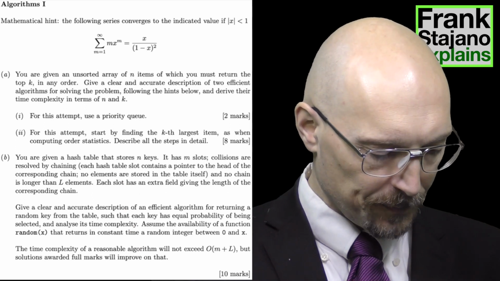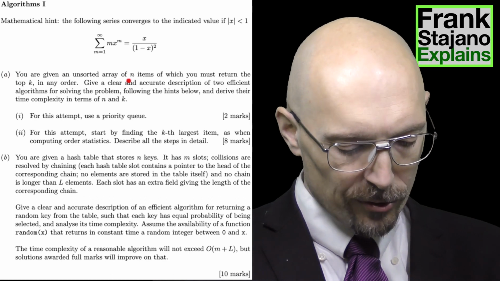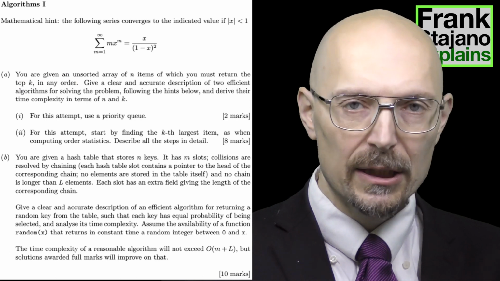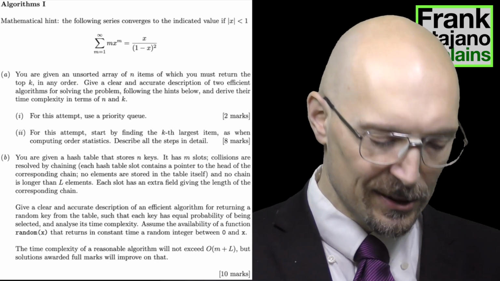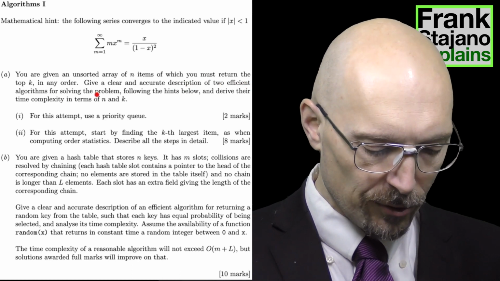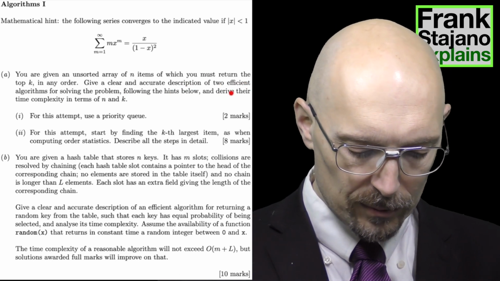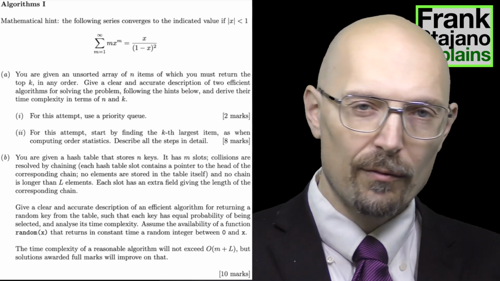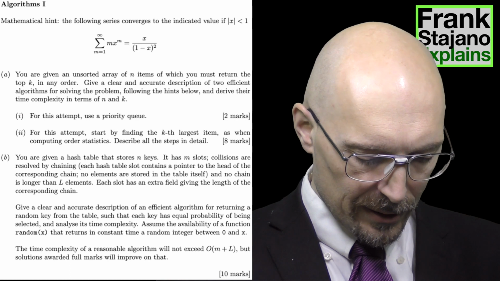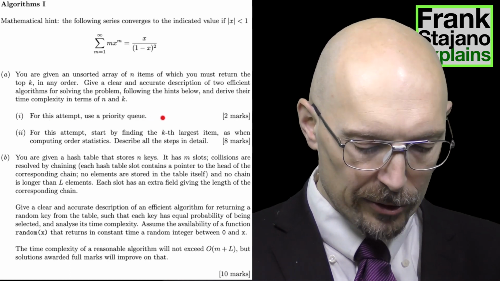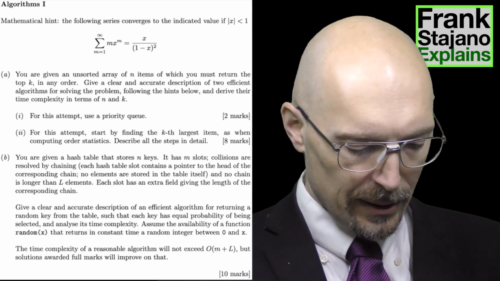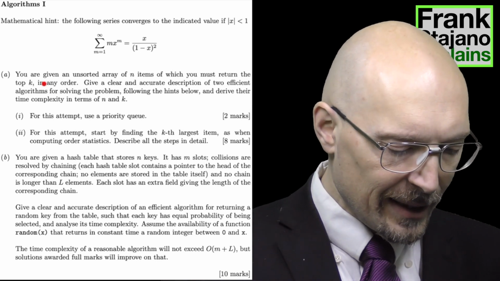We'll find out. Part A: you're given an unsorted array of n items, of which you must return the top k in any order. Already smells familiar. Give a clear and accurate description of 2 efficient algorithms for solving the problem, following the hints below, and derive their time complexity in terms of n and k. First hint is, for this attempt, use a priority queue. And this is what I was already thinking about when it said, you must return the top k. Actually, it says in any order.